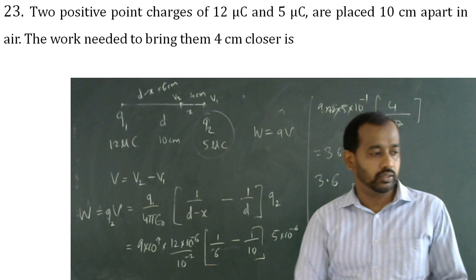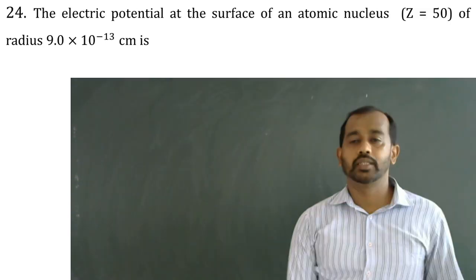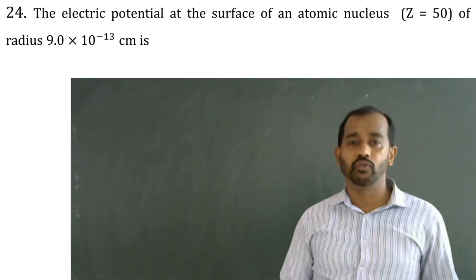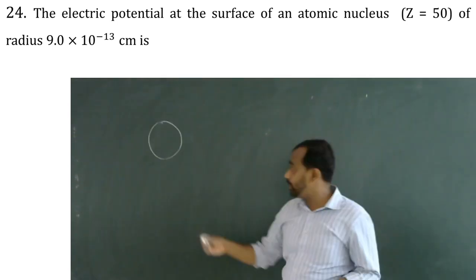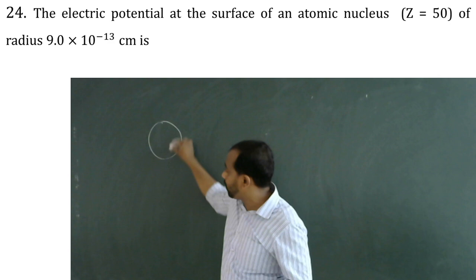So there will be an atomic nucleus with atomic number Z equal to 50 and its radius is equal to 9 into 10 raised to minus 13 centimeter. We need to find out the electric potential at the surface. We are going to imagine that this nucleus is in a spherical shape, and we can assume that all the charges are concentrated at the center. Whatever may be the distribution, according to the Gauss theorem, if we consider any exterior point, we can assume that all the charges are concentrated at the center.